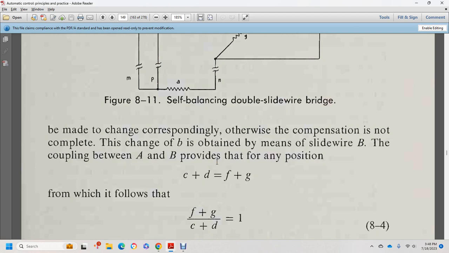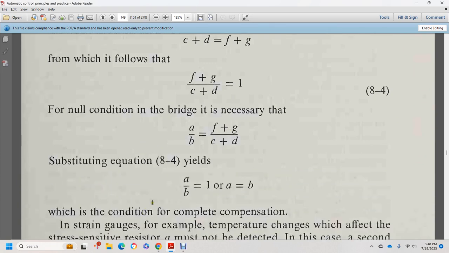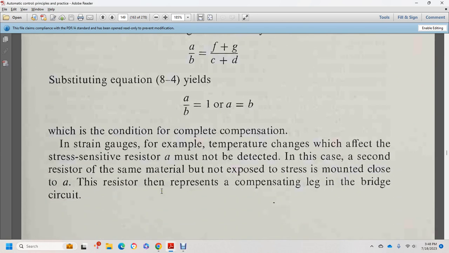This changes B by means of the slide wire, with the coupling between A and B provided for an A position with C plus D equals F plus G, from which F plus G over C plus D equals 1. The null condition of the bridge is A over B equal to F plus G over C plus D. Substituting equation 8-4, A over B equals 1, or A equals B, which is the condition for complete compensation.